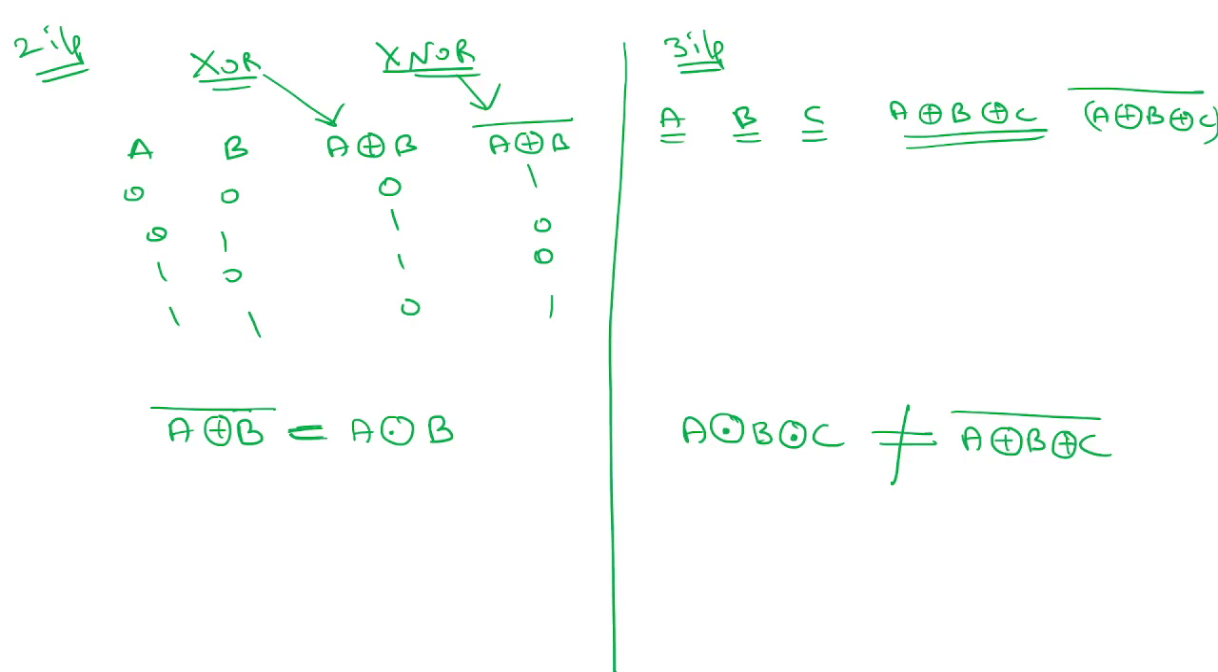Right? If the number of inputs is even, this is valid. If the number of inputs is odd, then you cannot take the same conclusion. You can just calculate it and simply do that, right? So let's say for example, let's go to the next page to be very clear.